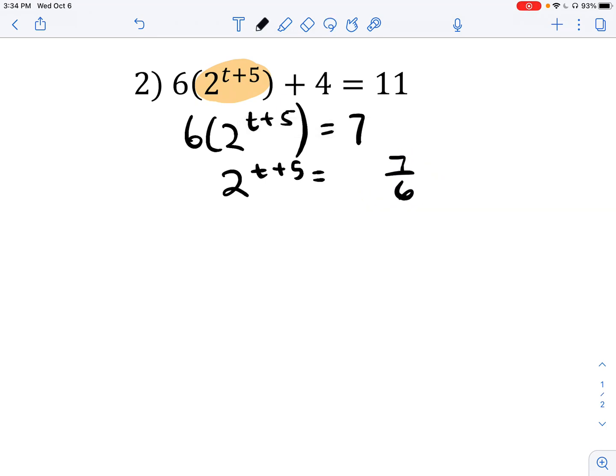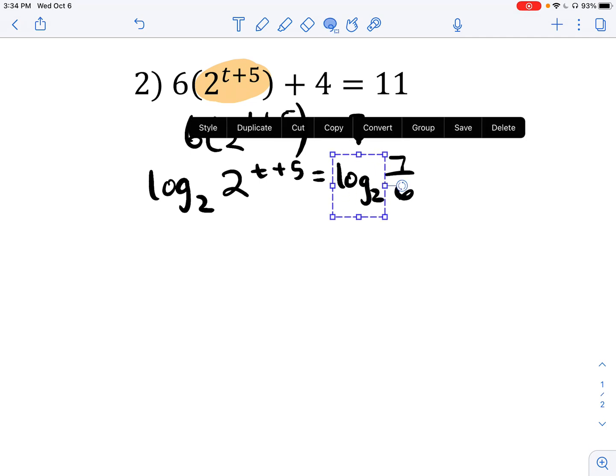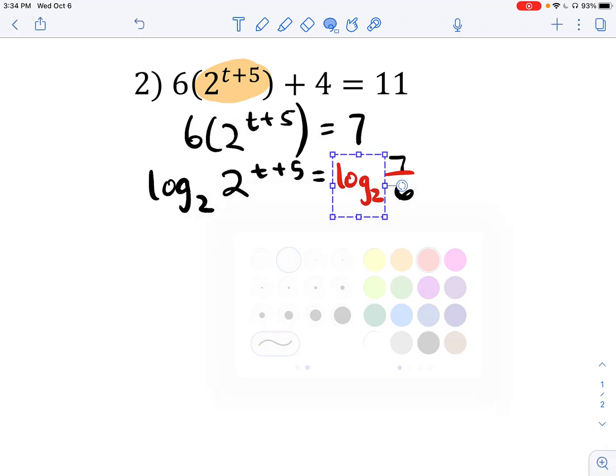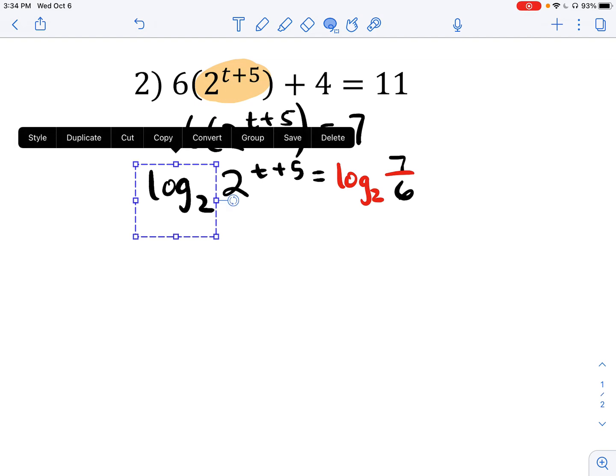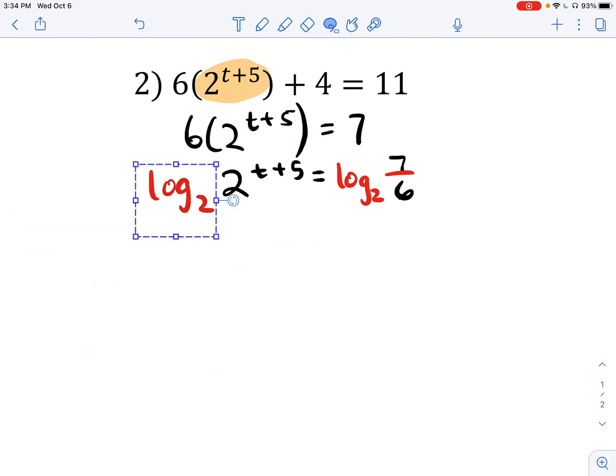Again, you could take any log of both sides, but similar to the last problem, I'm going to take log base 2 of both sides. Let me actually do each of these in a separate color so we can see what we did there.